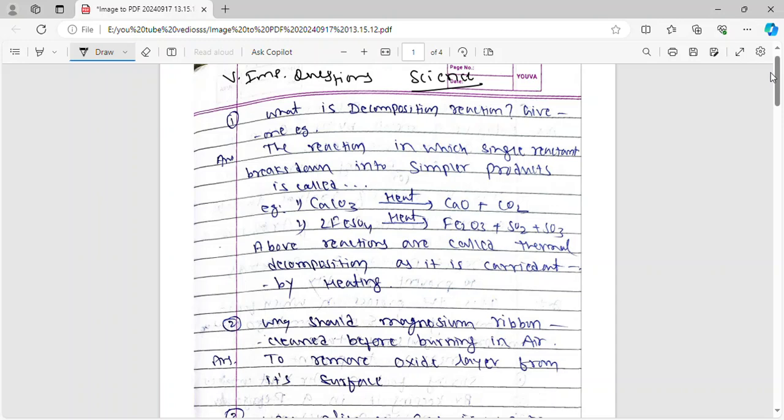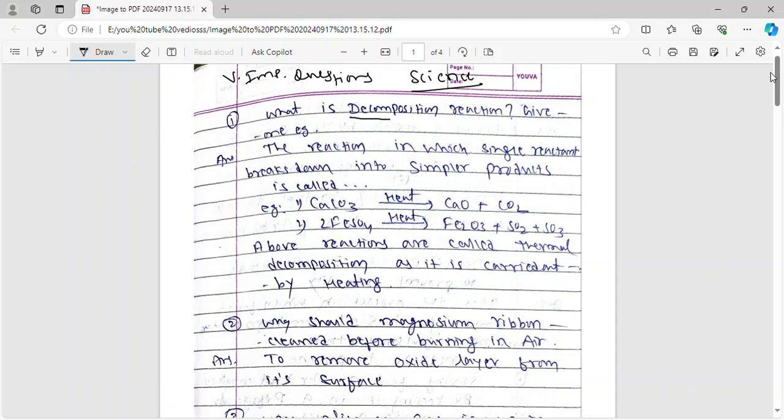This time the paper is going to come from the board, right? Exams are going to begin from 24th, just a few days are left, so I hope you are doing good preparation for your exam. Let's see the questions. In this we are going to have questions with all answers.